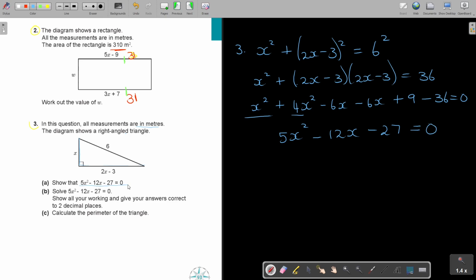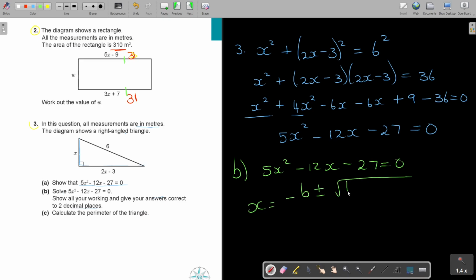Again, if you cannot do A, then at least be able to do B. Now, if they say this, you must know it cannot factorize. So if they say solve, show your working and give your answer correct to 2 decimal places, you must solve it with the formula. It cannot factorize. So then just go to B and say 5x squared. I'm just writing it out again. I start with the formula: x equals negative b plus minus the square root of b squared minus 4ac, over 2a.